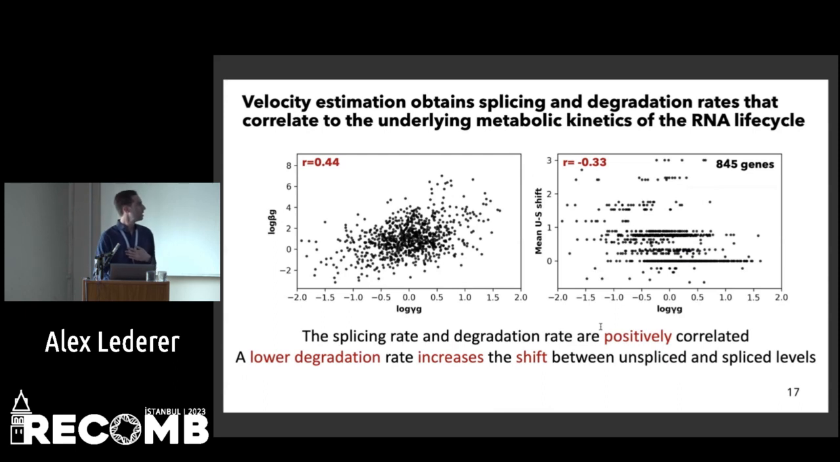We also see that if we estimate the shift between our expected unspliced and spliced counts, so this is the fit and the delay along the cell cycle, we see that there's an anti-correlation with the degradation rate, which in other words means if we have a faster degradation rate, we have less delay between our unspliced and spliced, which is a way of visualizing the velocity.